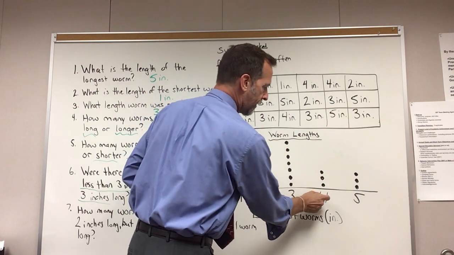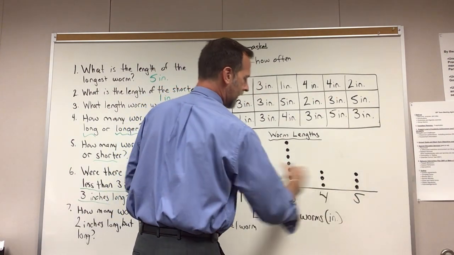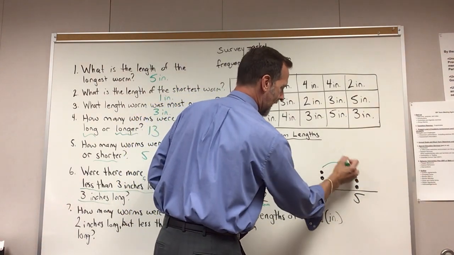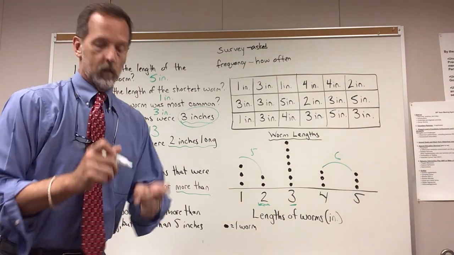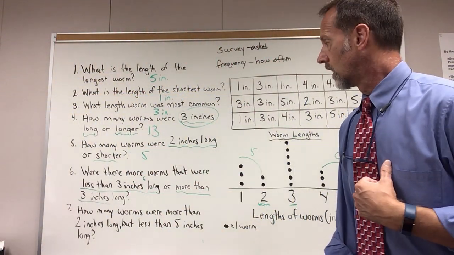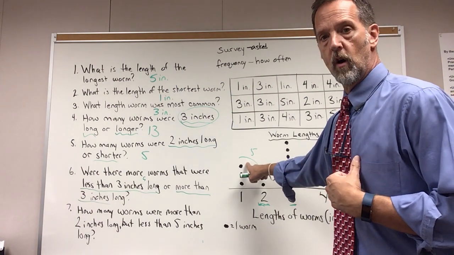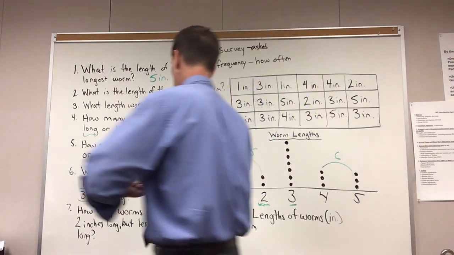So how many were in the 4 and 5? 1, 2, 3, 4, 5, 6. So here I had, in these two I had 6. In these two I had 5. Let's answer the question. Were there more worms less than 3 inches long or more than 3 inches long? More than 3 inches long.